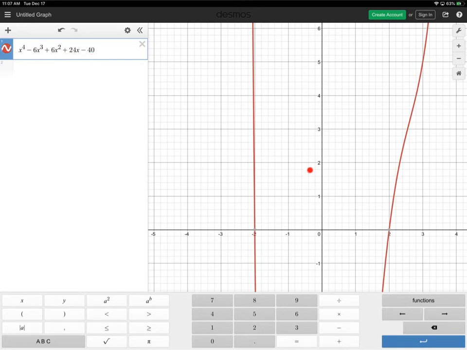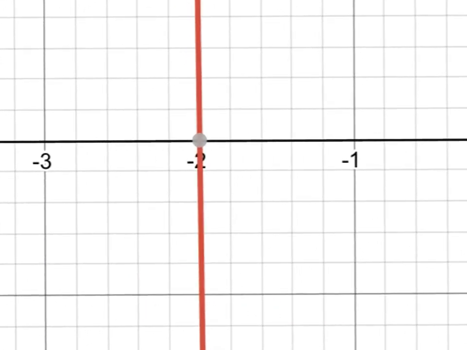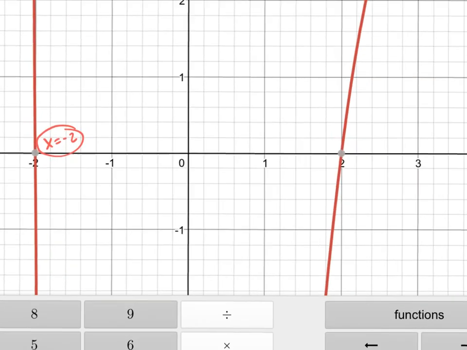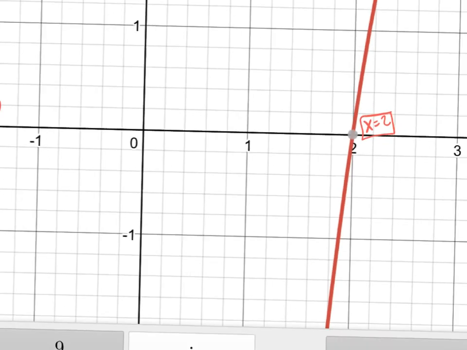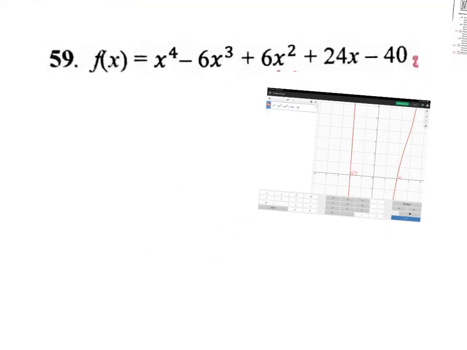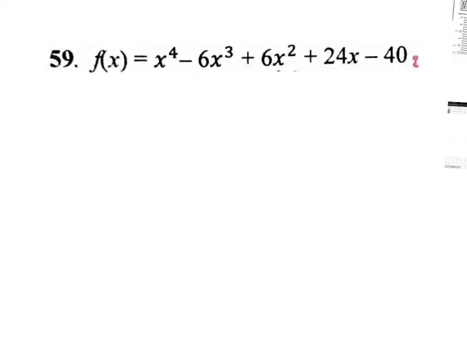And what does this graph tell us? It tells us that there's two answers. So we know for a fact that x equals -2, and we also know for a fact that x equals +2. So let's keep that in mind. x equals -2 and +2. Let's write that down right here: x equals positive 2 and x also equals negative 2.